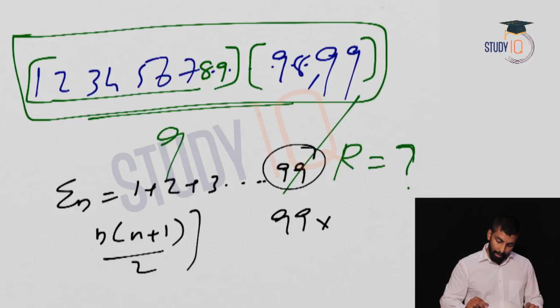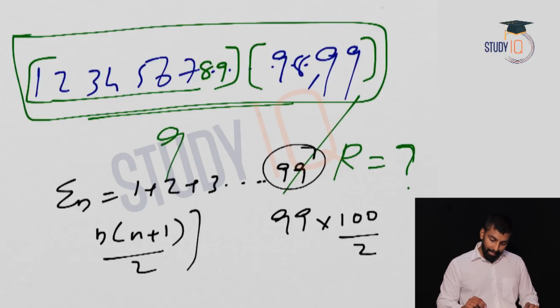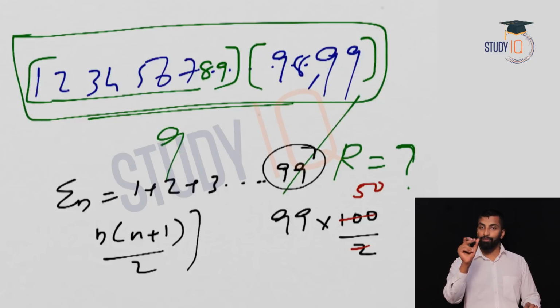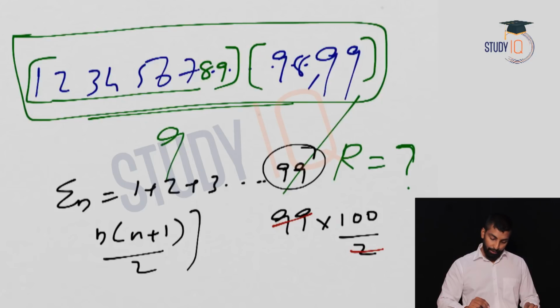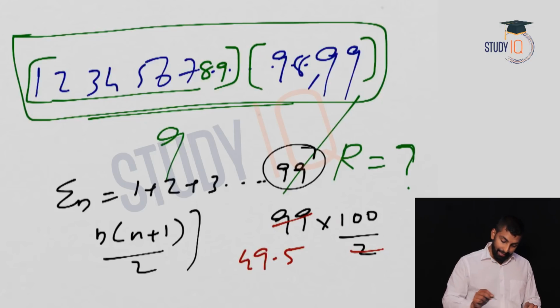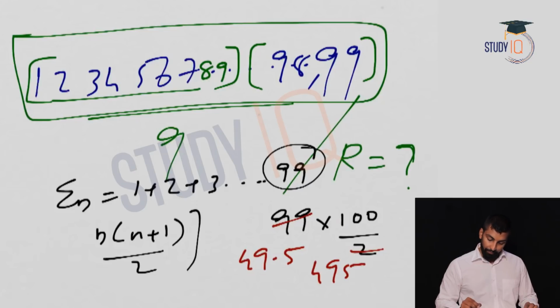So 99 into 100 divided by 2. Now here, how will you divide? See, either you can get it cancelled like this, but then 99 into 50 is a difficult multiplication, right? So better you can do this. Take half of 99. Okay, so that is 49.5. Then multiply with 100, that is easy, right? So 4950. That's the sum you get.